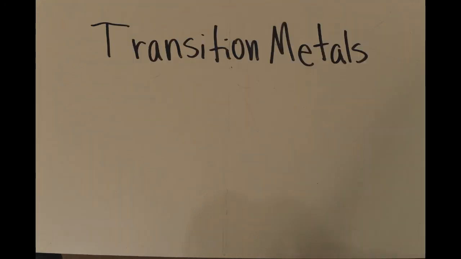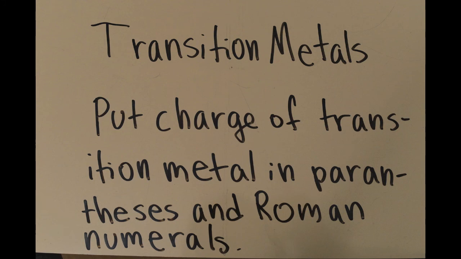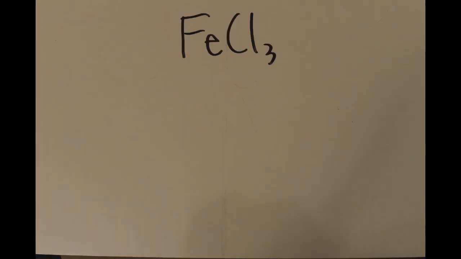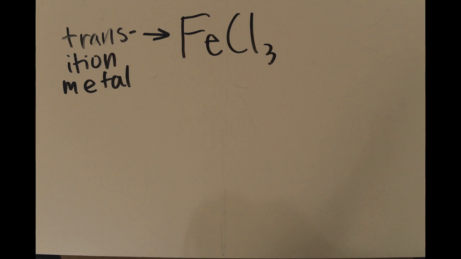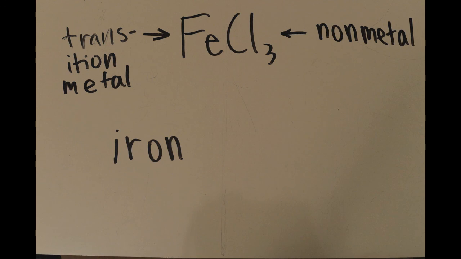Let's try one with a transition metal. It's a little bit different because you have to put the charge of the transition metal in parentheses in Roman numerals. Here we have FeCl3. Fe, or iron, is a transition metal. We start the naming process the same way by naming the metal. However, we now have to figure out the charge of iron.